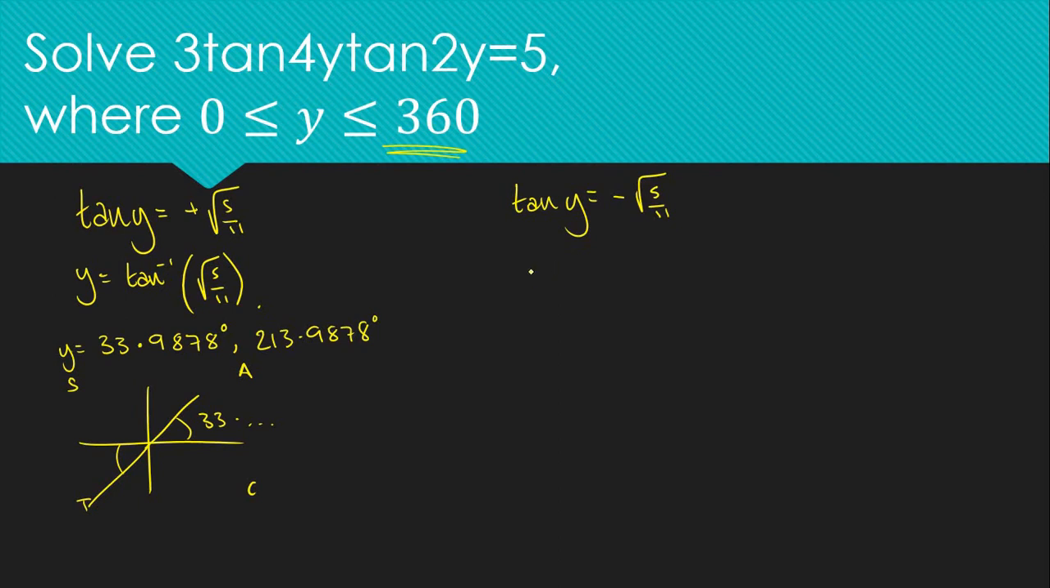Okay, moving on, we've got y is equal to tan to the negative 1 of negative root 5 over 11. If you're anything like me, you've probably got root 5 over 11 still on your calculator screen, so I can just put the negative in front. But what happens here is that you get y is equal to negative 33.9878. Now that's no good because it's outside of our domain for y.